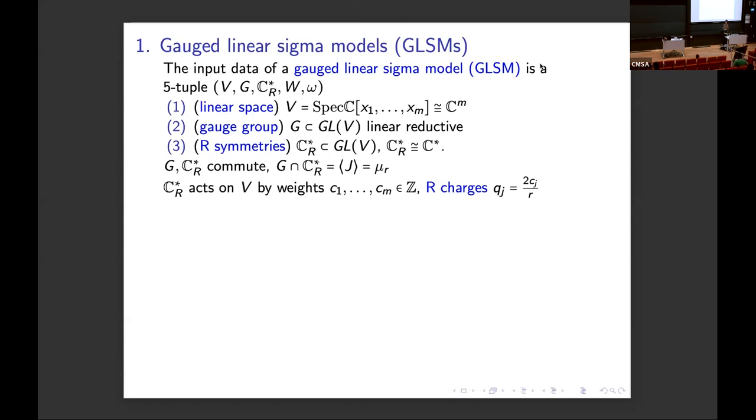And since C star R is isomorphic to C star, it's generated by some element of finite order called R. Some notation: the C star R acts on V by some weights, and the R charges in the physical literature, q_j, are equal to 2 c_j over R, so they can be rational.